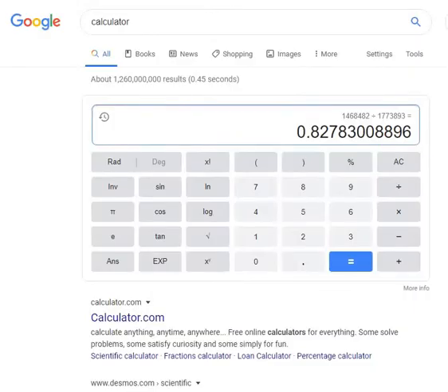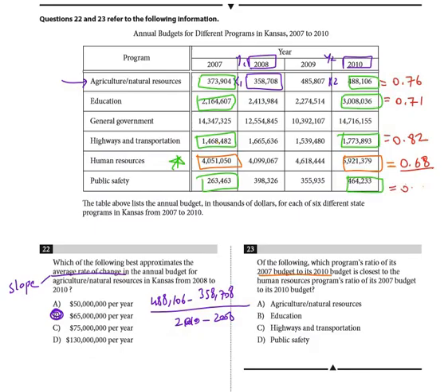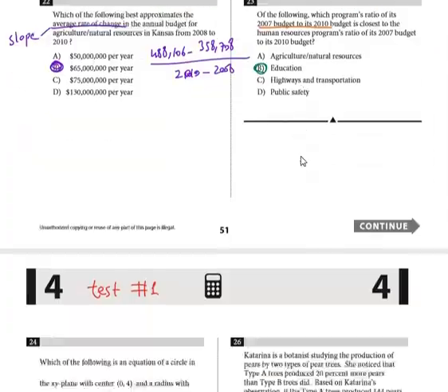And finally, public safety, which is 263,463 divided by 464,233, we obtain 0.56. So out of these numbers, these two are closest. So education is the answer. Let's go to question number 24.